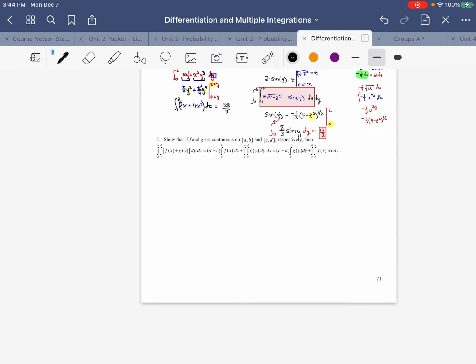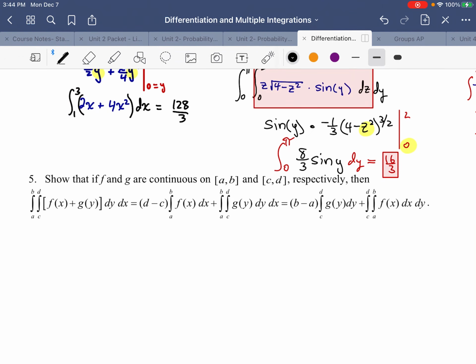So this is a video for page 71, number 5. The question is a general relationship: show that if f and g are continuous on a to b and c to d respectively, then this relationship holds.